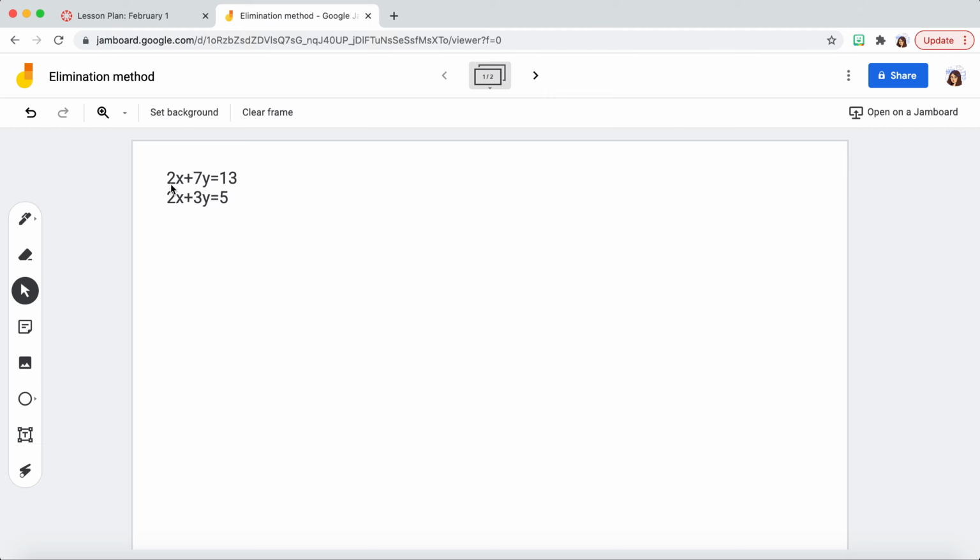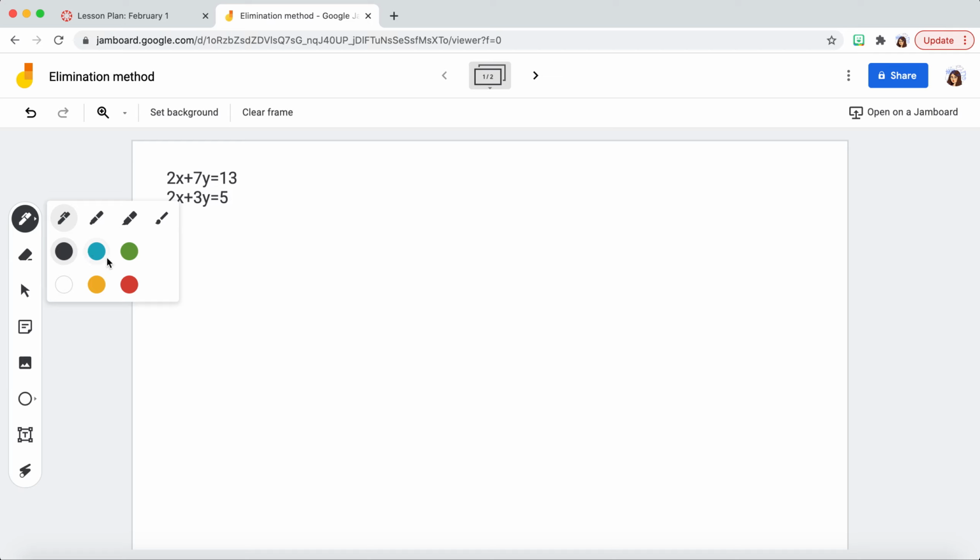Why? Because the x's have the same coefficient in front, which means all I have to do is make one of them negative so that they can be opposites and cancel. However, I can also cancel the y's if I wanted to, but it's going to be a little bit more complicated because they're not the same coefficient. This one's 7, this one's 3, which means there's a little bit more work so that I can make them into the same number and then cancel them. So that's why it's easiest to cancel the x's. I decided that I want to cancel the x's, so that's what I'm going to do.